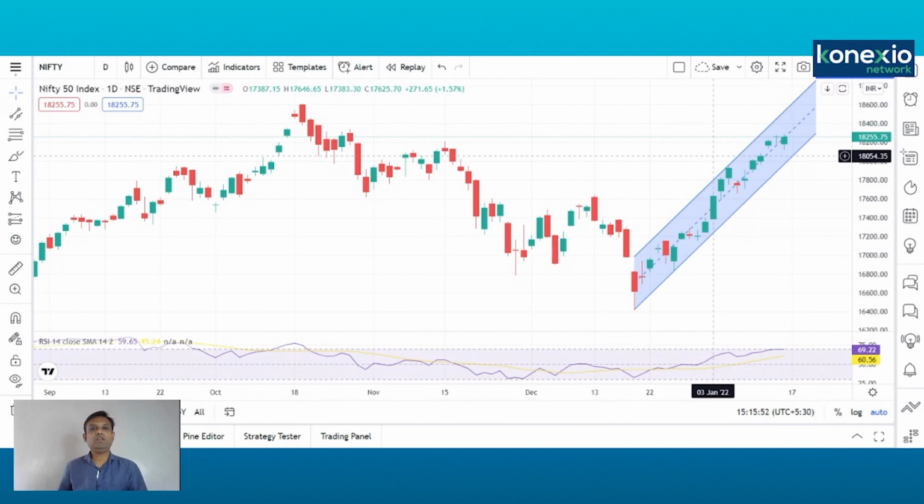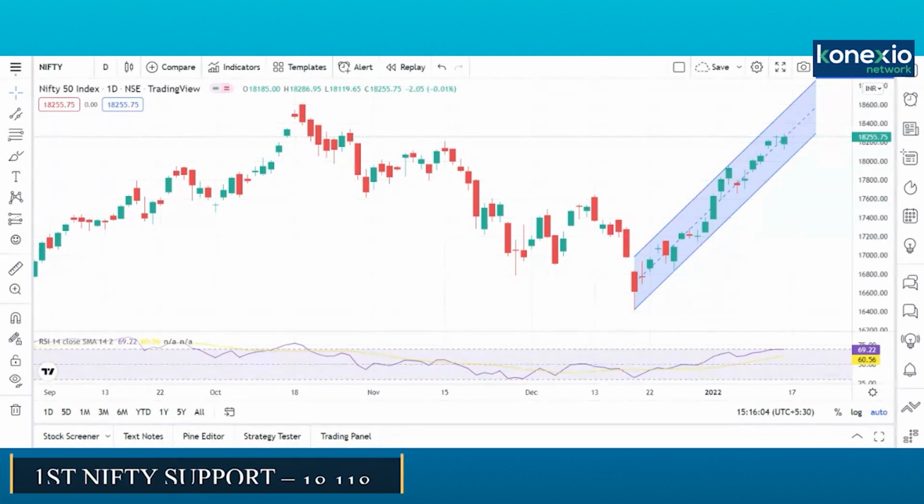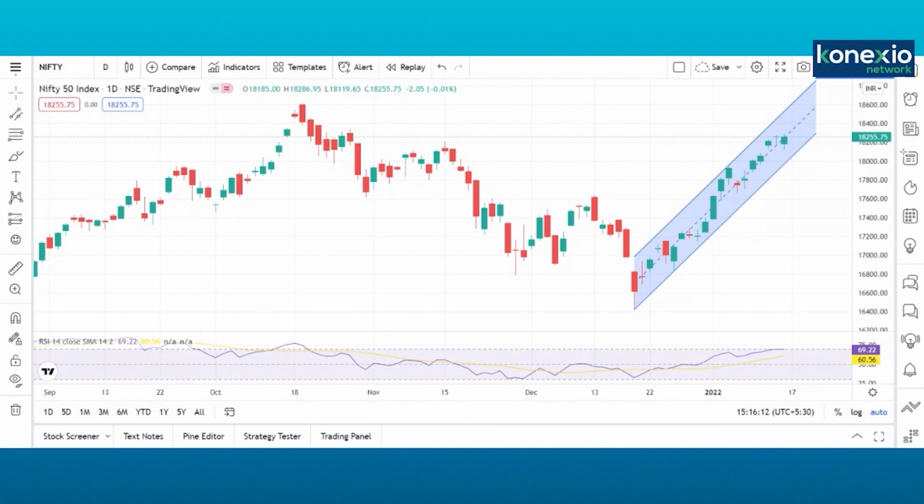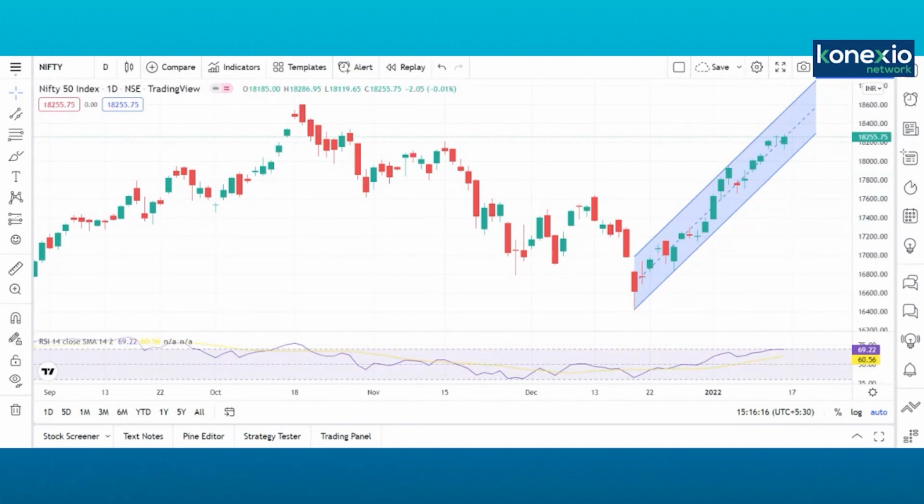Now let us discuss the important supports and resistance in the Nifty for the next week. The important support in the Nifty for the next week is placed at, let us see the first support. The first support in the Nifty is placed at 18,118. Second support in the Nifty is placed at 18,055. And third support in the Nifty is placed at 17,964.